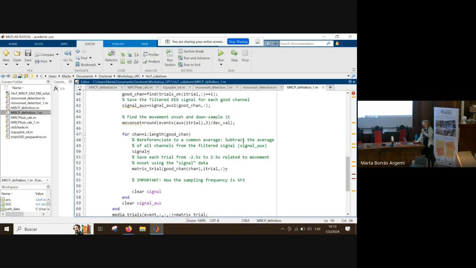Here we have the signal out, which is the filtered signal with all the channels. On this signal we subtract the mean of all the channels from each channel, and after that we use this signal to select a window from minus 2.5 to 2.5 relative to the movement onset, which is this value here. This is a little more complex than the last one, but it's not as complex as it looks. I will let you try for 2 minutes.